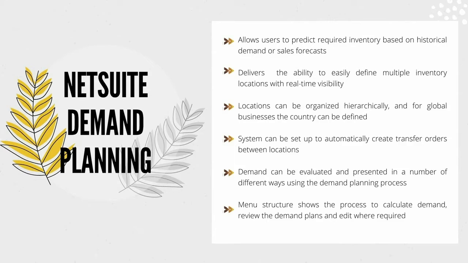Demand can be evaluated and presented in a number of different ways using the demand planning process. The menu structure is laid out in a way that shows the process to calculate demand, review the demand plans, and edit where required. Once satisfied with the demand plan calculations, we can then generate the supply plans, review and edit those as well, finally ending in planned purchase orders and/or planned work orders.